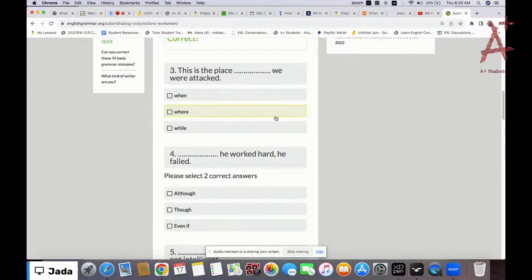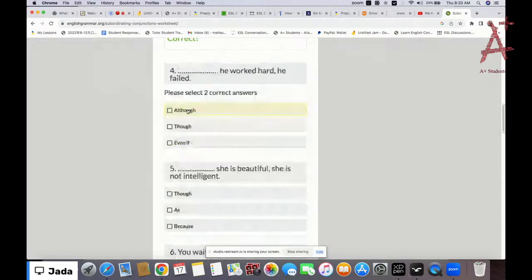Now, this is the place dash we were attacked. This is the place dash we were attacked. Okay, so now is it going to be when, where, or while? Welcome, Eunice. All right, so is it going to be dash when, where, or while? Where? Okay, thank you so much, Evangeline.